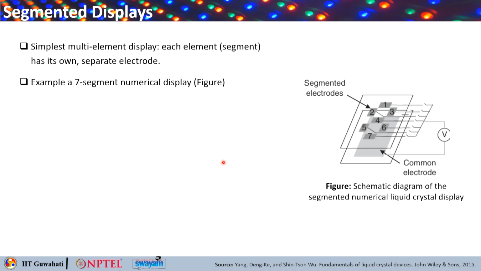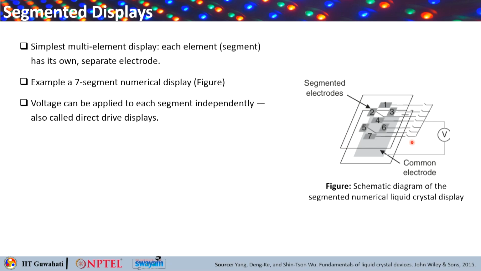So this slide introduces the simplest possible multi-pixel LCD architecture, that is the segmented display. In a segmented display, every display element, that means every segment, has its own dedicated electrode. Here is a picture of a 7 segment numerical display. The schematic diagram of this segmented numerical liquid crystal display is shown here. Voltage can be applied to each segment independently. So these are also called the direct drive displays, right?